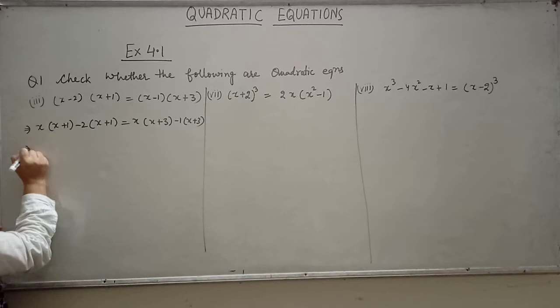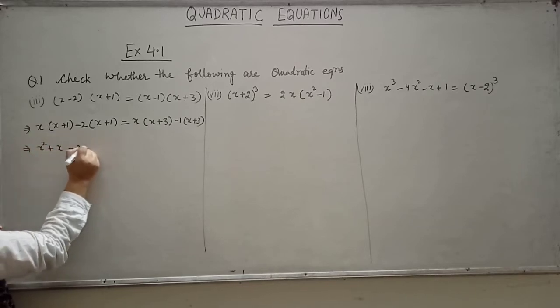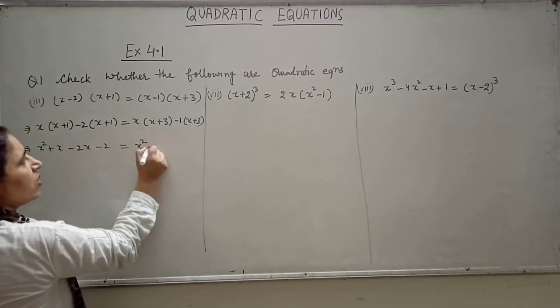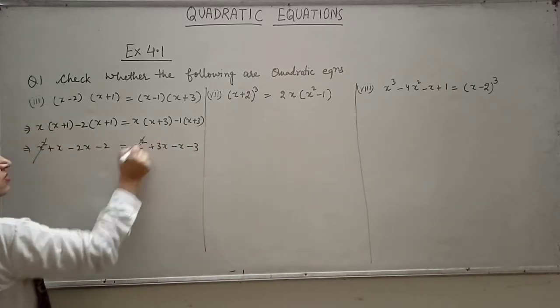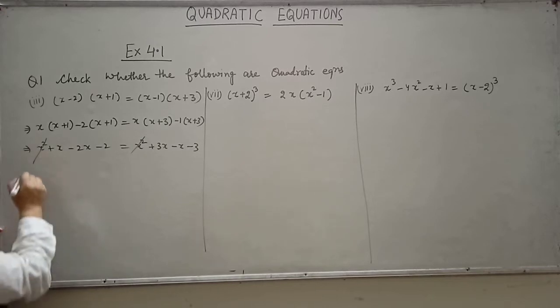Then what would it become? x square plus x minus 2x minus 2. This is x square plus 3x minus x minus 3. So you can see x square cancels with this x square. Okay, so now what is left here?